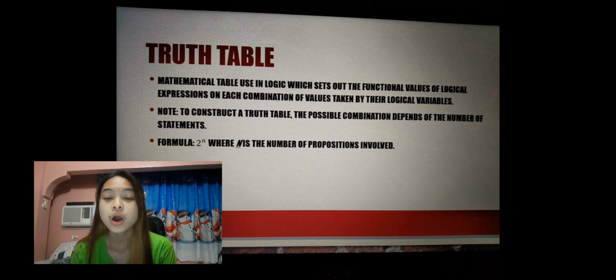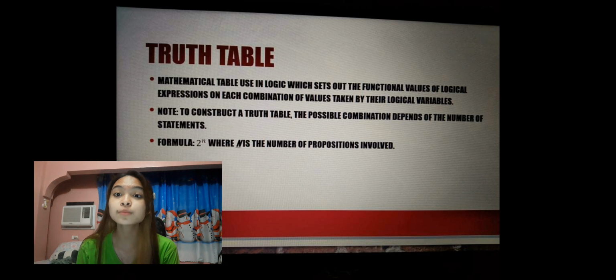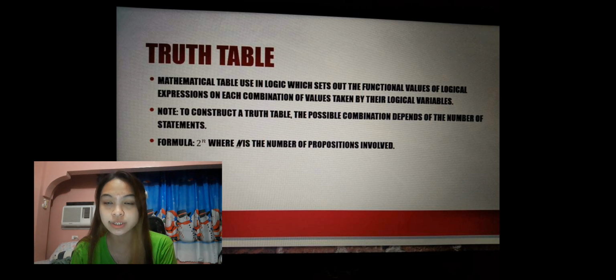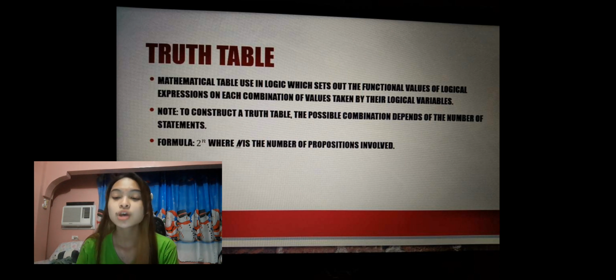So for example, we have two propositions. So 2 to the power of 2 is 2 times 2, which is equal to 4. So your truth table should have four rows. Another example is when there are 3 propositions. So 2 to the power of 3 is 2 times 2 is 4, 4 times 2 is 8. So it should have 8 rows in the truth table.